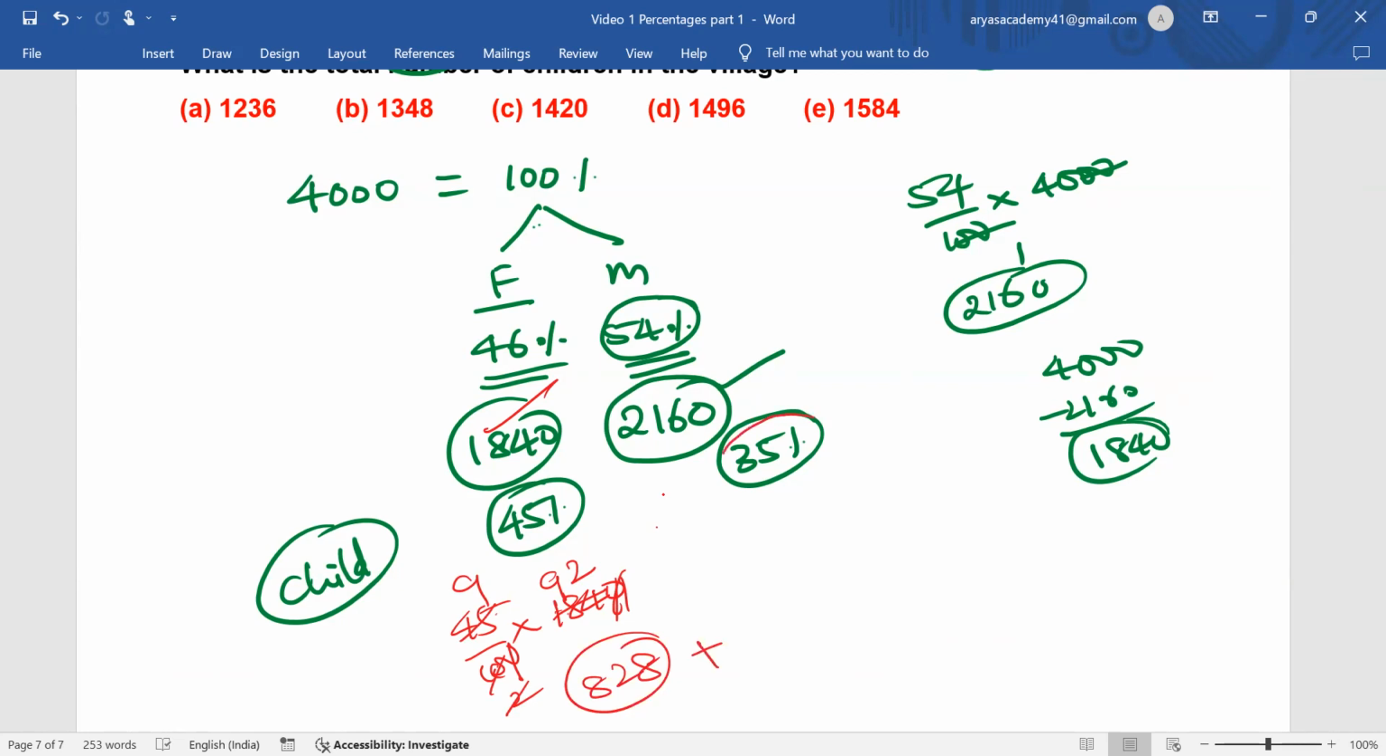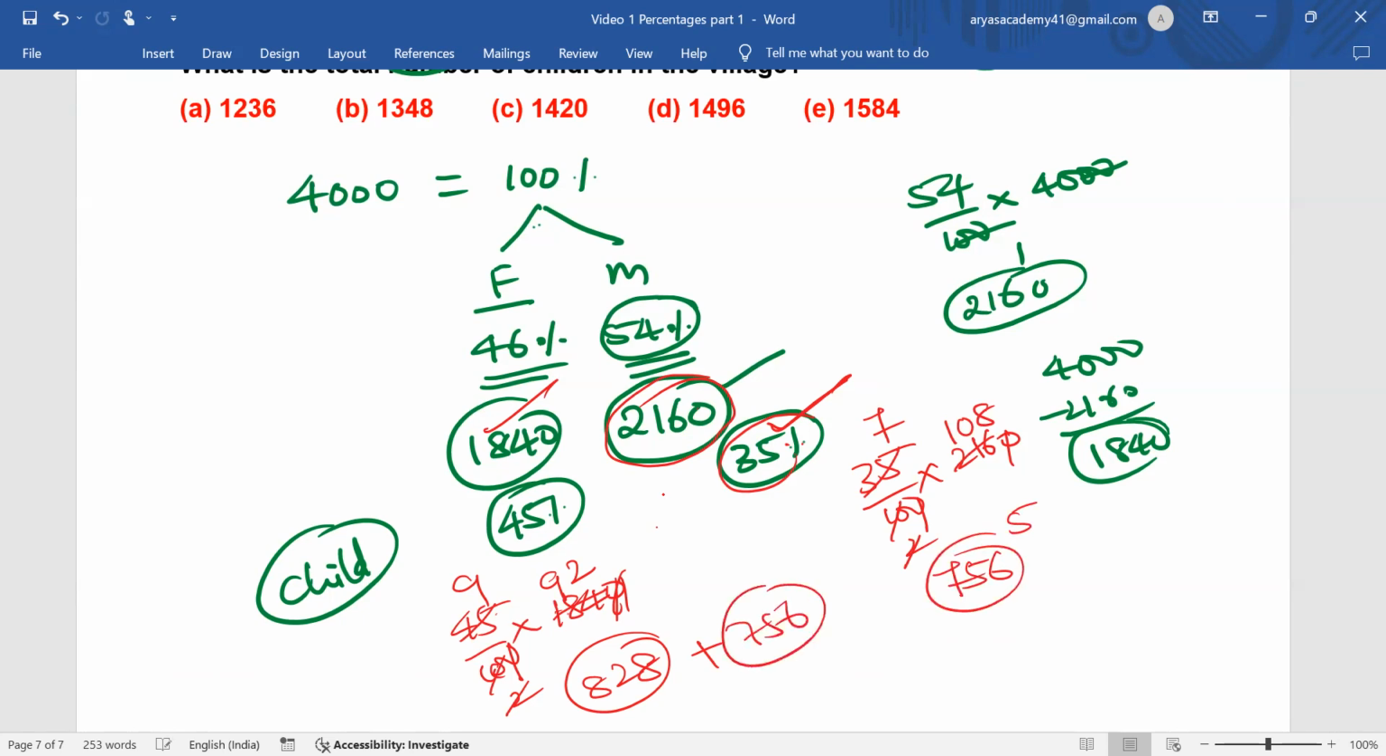Now we will calculate the males. Of the total males, that is 2,160, what is the percentage of child males? 35%. So calculate 35% of 2,160. 0 cancels. 5 7s are 35, 5 2s are 10. So go for cancellation. 2 1s are 0, 8. 7 into 108 will be, 7 8s are 56. 700. So 5 will come over here. 7 is 7. So it becomes 756. 756 are male children.